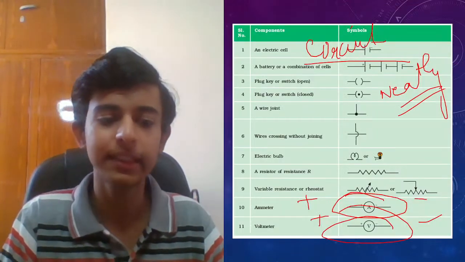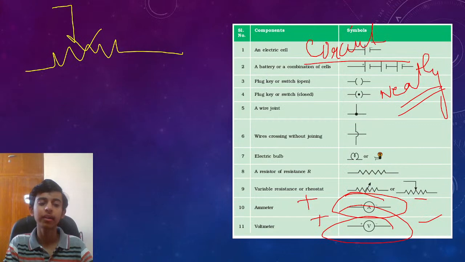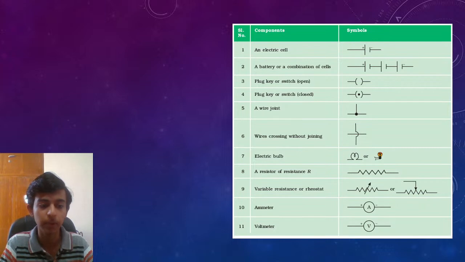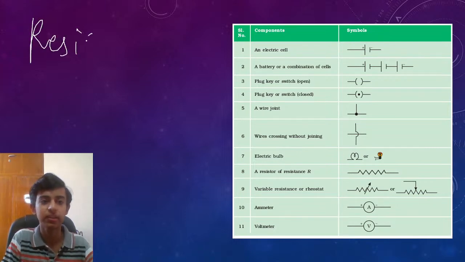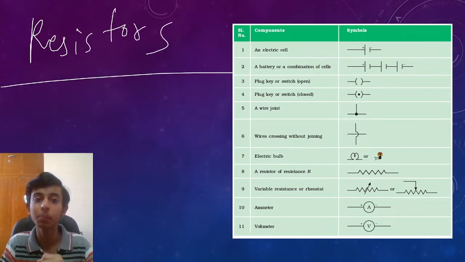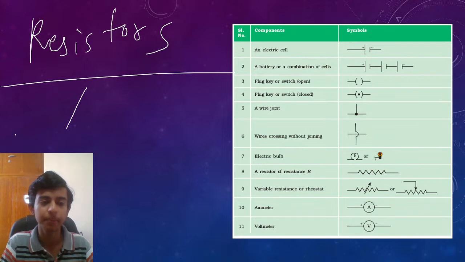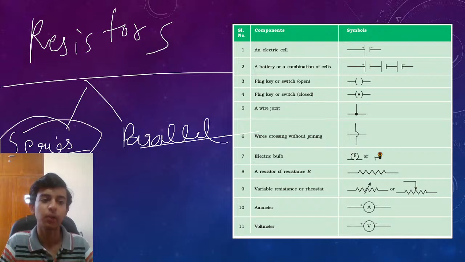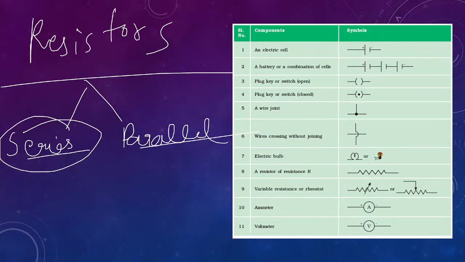Before that, let me tell you that there are two combinations. Whenever I want to combine resistors, I am going to do it in two ways. What are the two ways? In series or in parallel. Two ways are there to combine them. What is series now? How do we actually combine them in series?